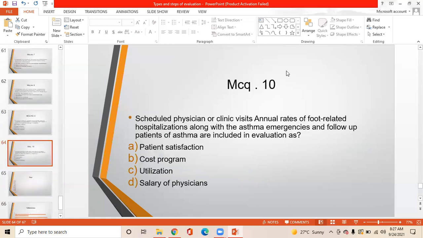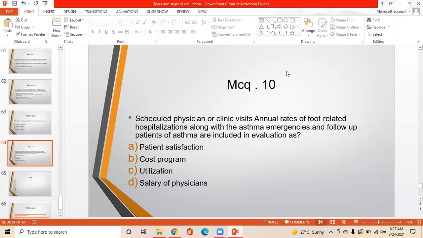10th MCQ: Scheduled physician or clinic visits, annual rates of flu-related hospitalizations along with the asthma emergencies and follow-up of patients of asthma are included in evaluation as: option A is patient satisfaction, B is cost of program, C is utilization, and D is the salary of physicians.